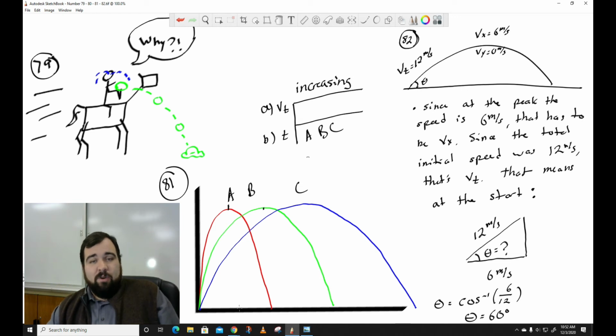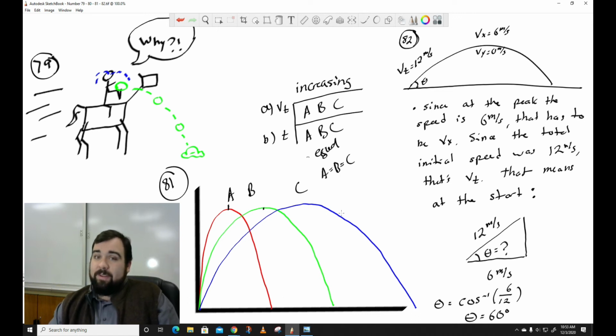So if we look at our total velocity then, the combination of Vx and Viy, A has the least Vx with the same Viy, so it has the lowest amount of total velocity. B would then have the next highest total velocity, and C would have the highest because it traveled the furthest distance in the same amount of time as A and B. Now, make sure you have that written. These are all equivalent. So it should be A equals B equals C for the time part.